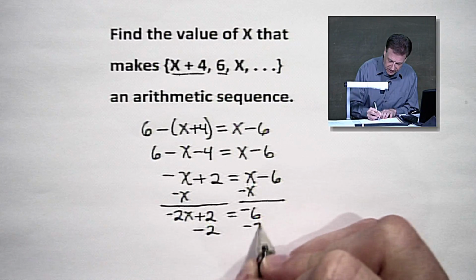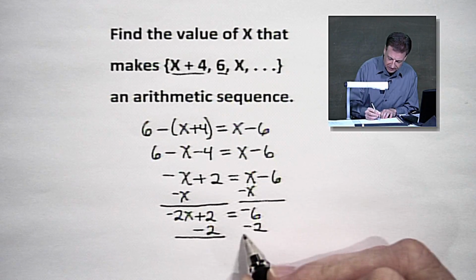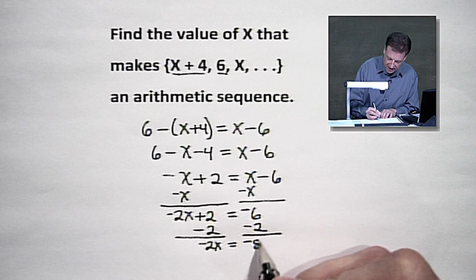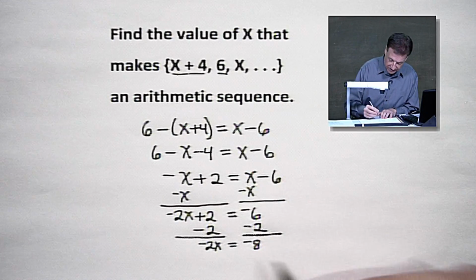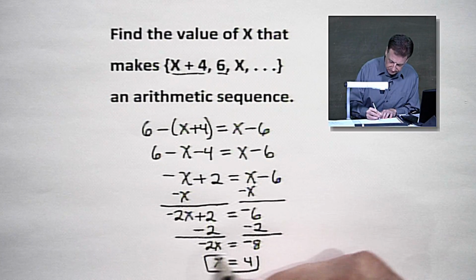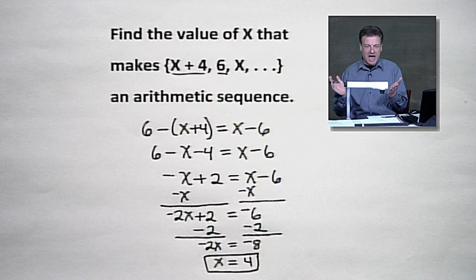We're going to keep working this out. It's just a simple equation now. And I see -2x equaling -8 here. Woohoo! I think we've got x equals 4. Now you say, well, Ernie, how do we know it works?